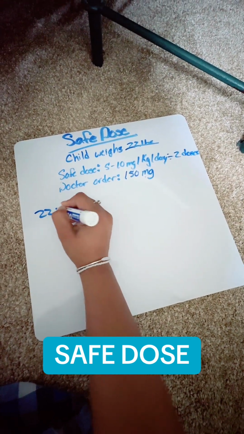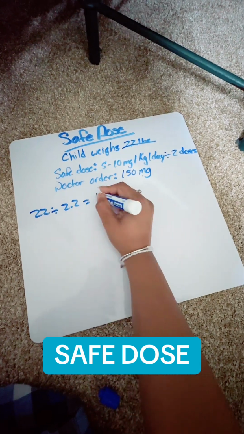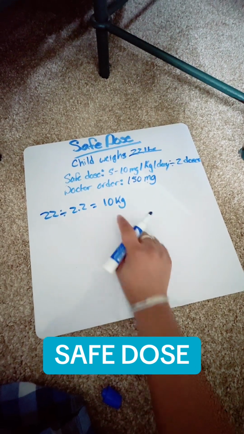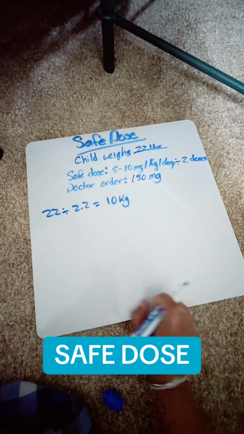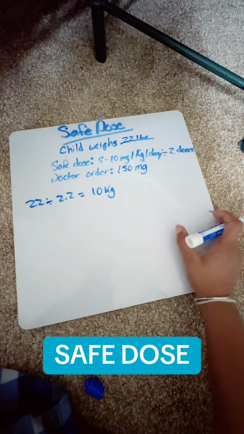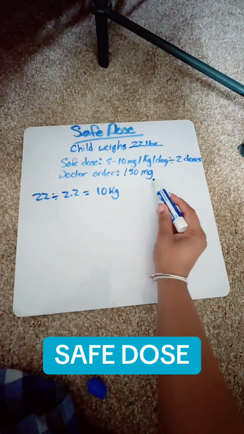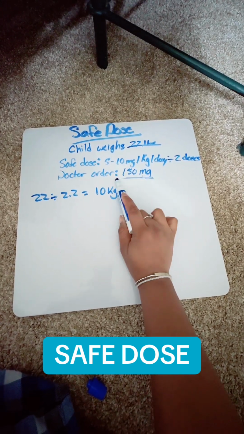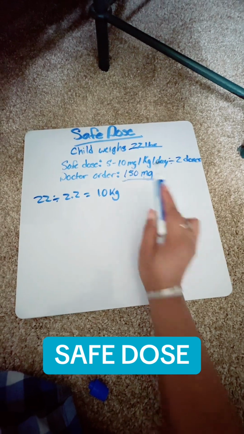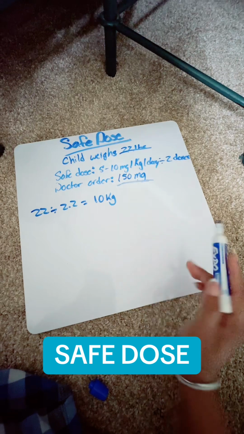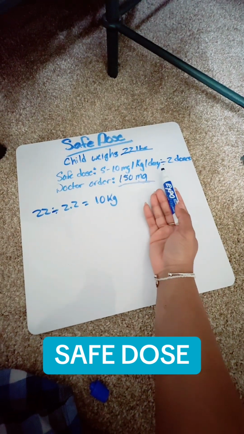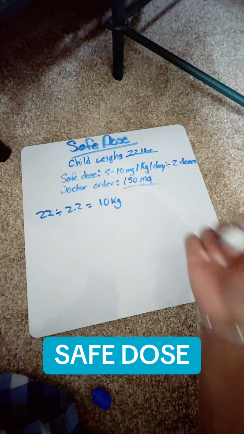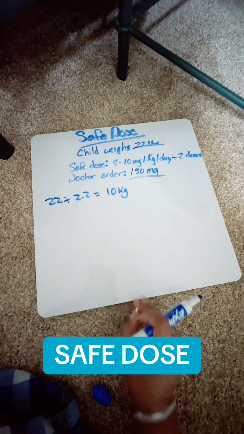22 divided by 2.2 is 10 kgs, right? So we got that. We're going to cross that out. We don't need that anymore. When you're doing safe dose, you're not doing anything with this doctor's order. This just sits here and looks pretty until you can compare it to see if it's safe or not. So now what we're going to do is solve the safe dose to find out how much medication we can give this child, or what is the safe dose to give this child?